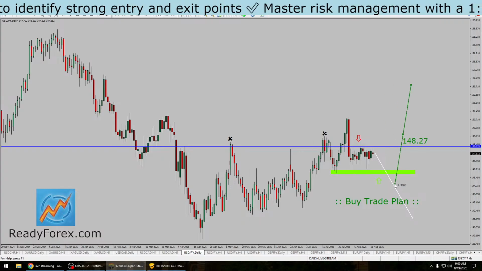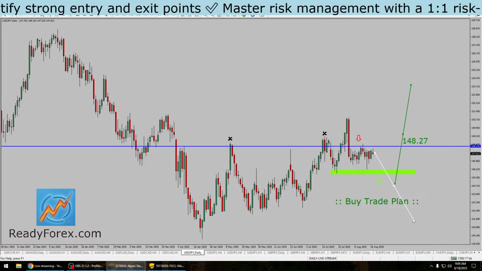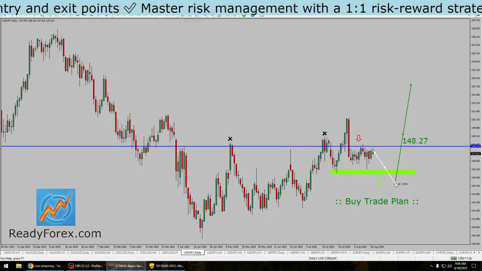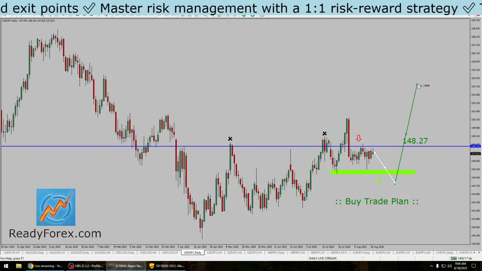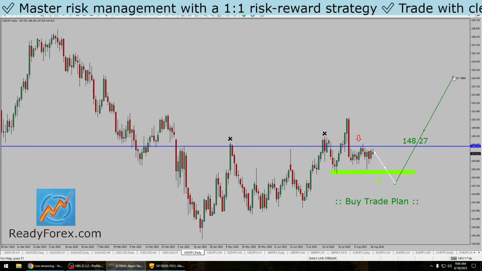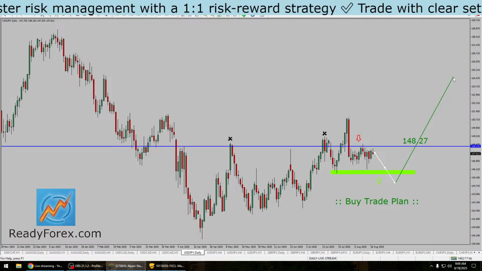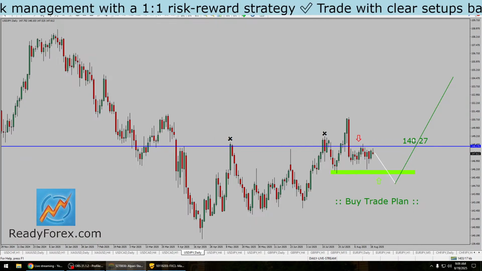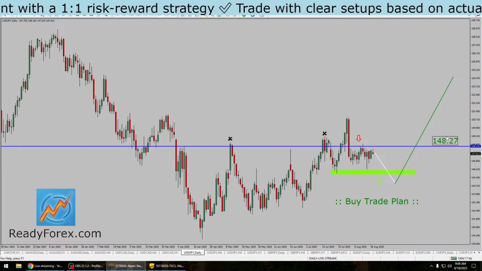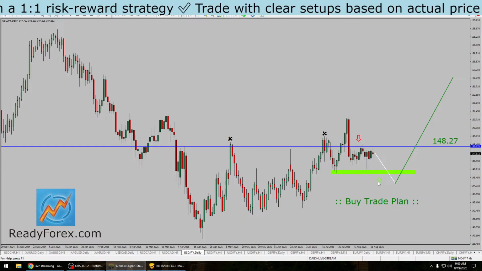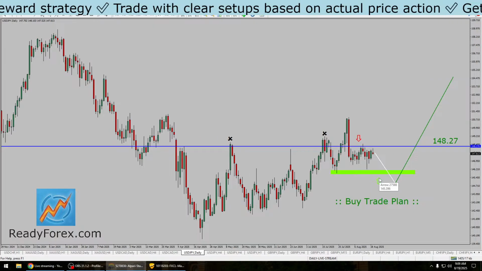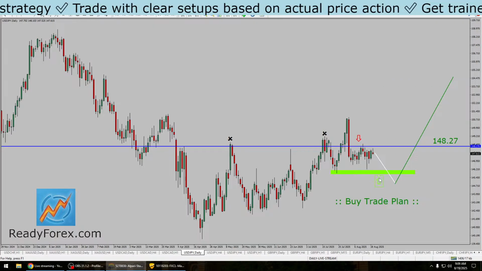So I would prefer to wait for a drop in price action below this green color highlighted area, and then look for a breakout above 148.27. Okay, so 148.27, that's the level. Let me adjust this thing.